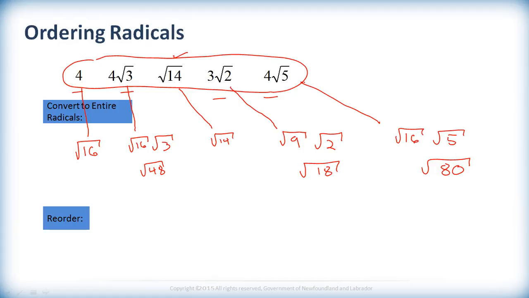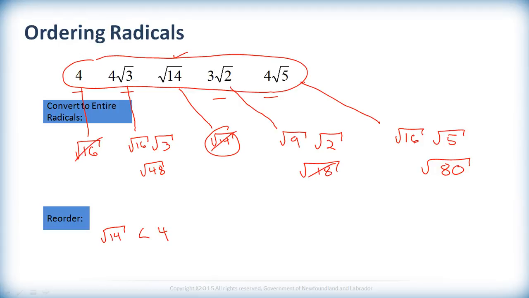So the smallest one I see there, for all these entire radicals, is square root 14, which started off as square root 14. So I'm just going to write it that way. And that's less than the next one we had, which is square root 16, and that was just a 4. And so I've got those two taken care of.